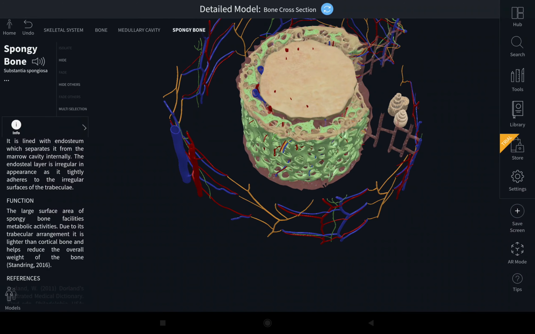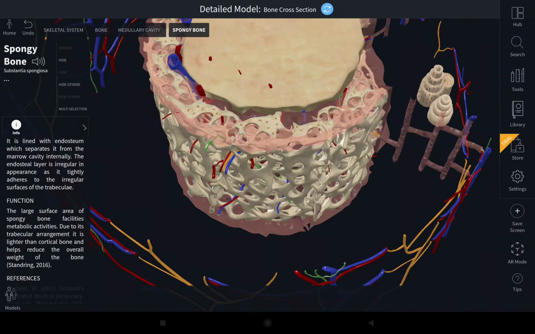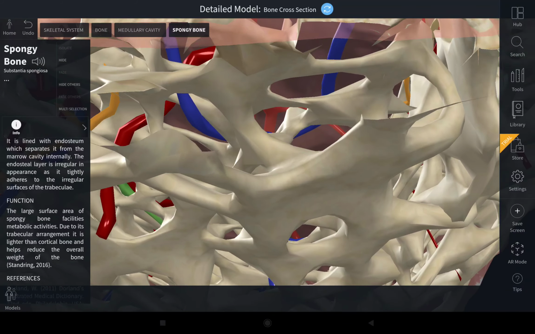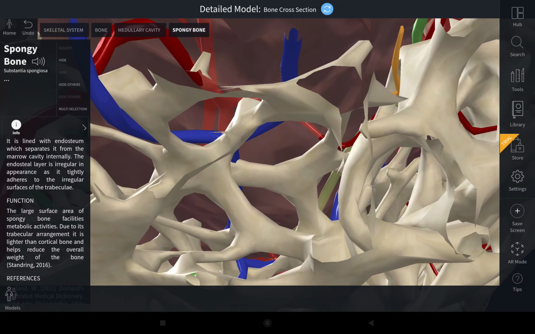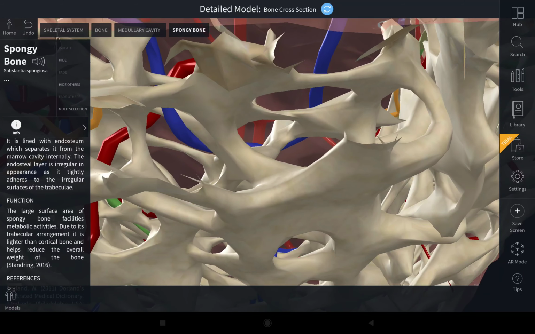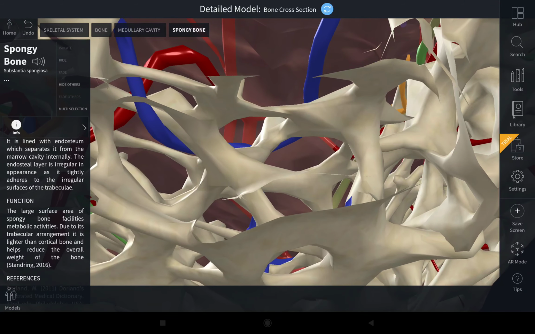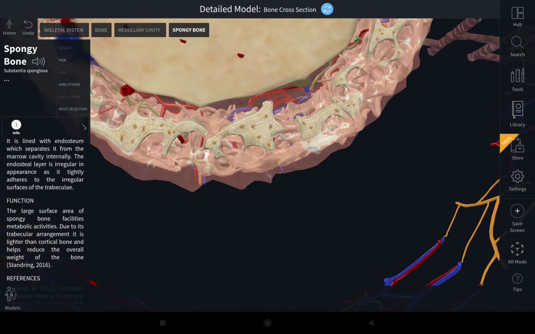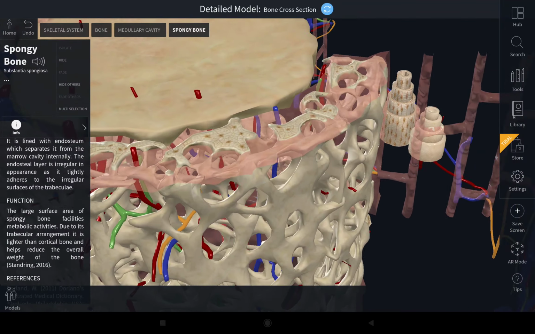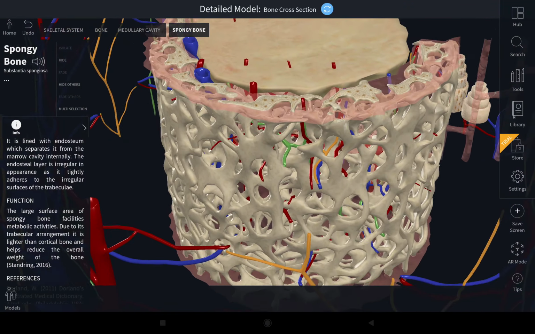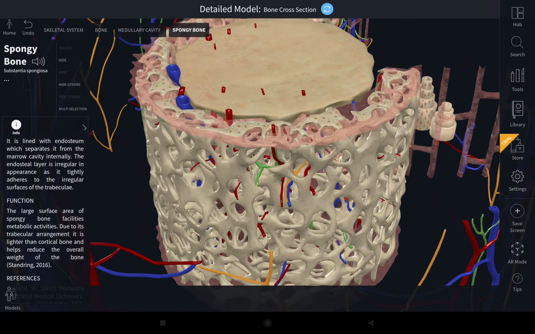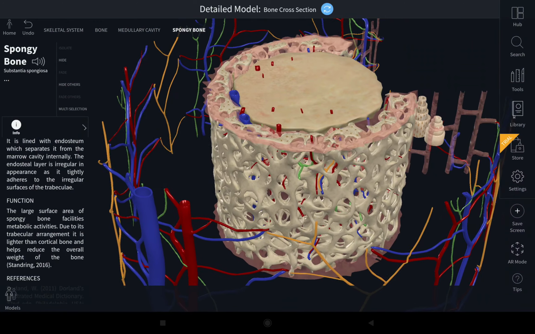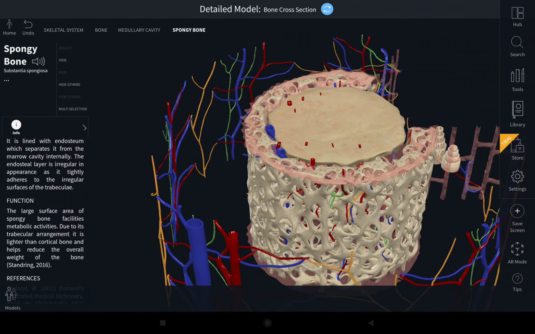So, if we remove the spongy bone, we see this is the spongy bone, this is the concentric lamellae, and this is the trabeculae, and they lie within the spongy bone. There are numerous blood vessels arising from the periosteal vessels and subnutrient arteries.